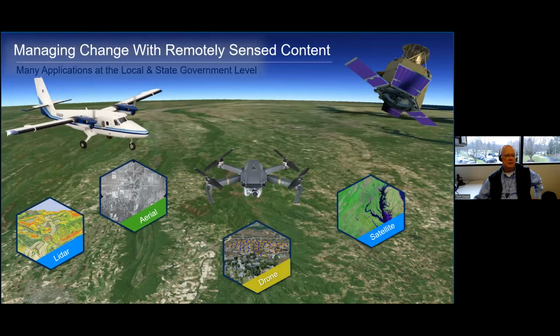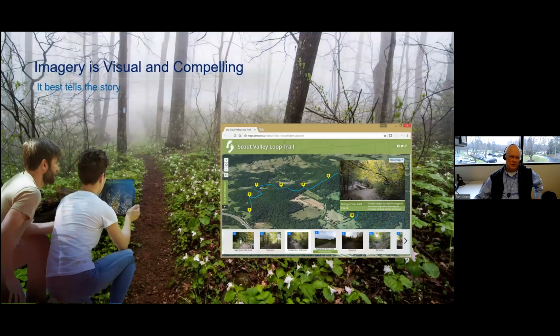When it comes to managing change with remotely sensed content, as we said a little earlier, you can get content from all over the place. You can get LiDAR, you can get aerial, you can get drones, you can get information from satellite. And from our team's perspective, we don't really care. We want you to use it all. We want you to be able to use it all. And one of the reasons is that imagery itself is very visual and very compelling.